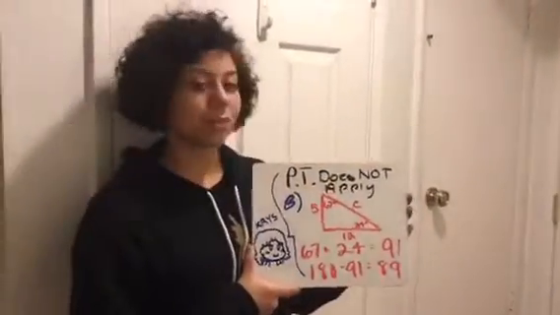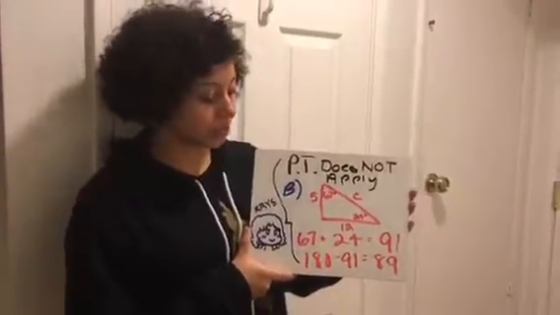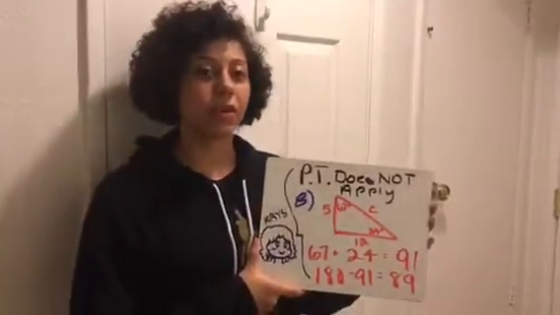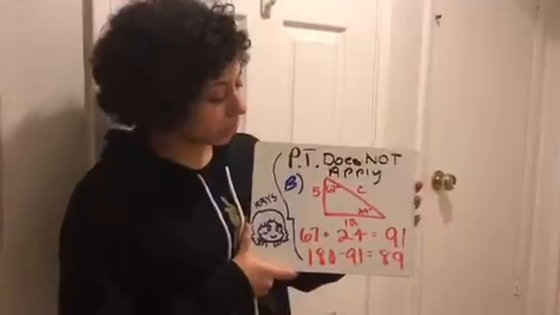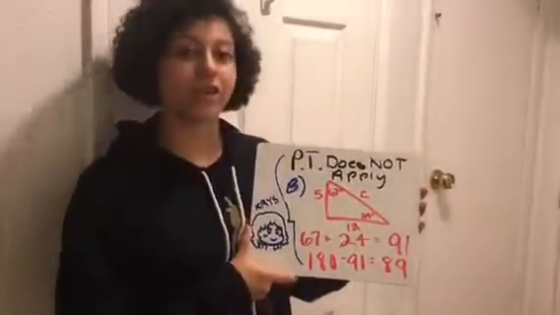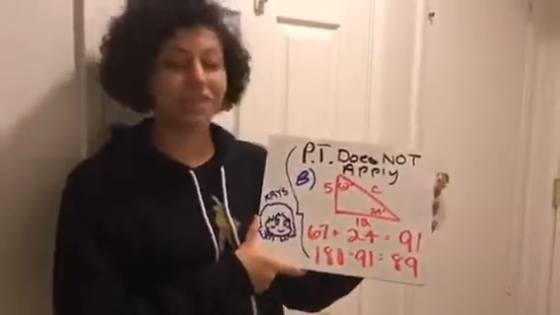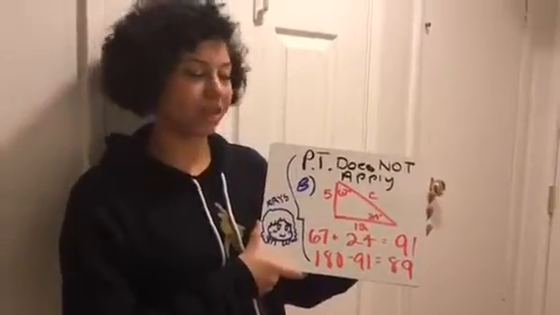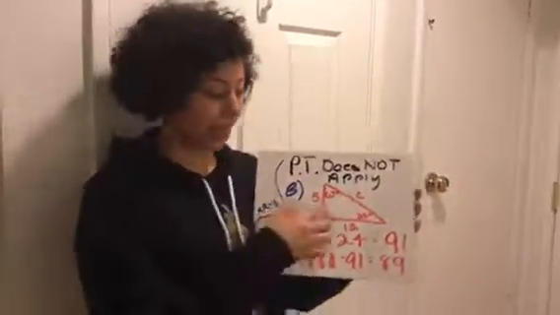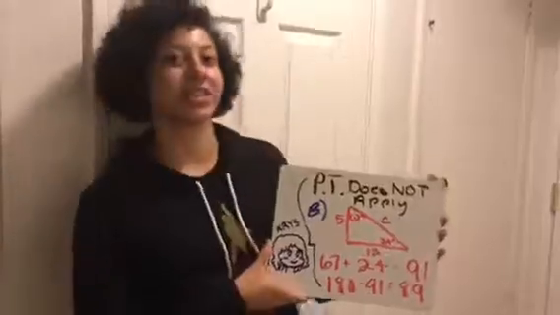B, which says the Pythagorean theorem does not apply to the situation, is correct. The Pythagorean theorem only applies to 90-degree angles. When you add 67 and 24, you get 91. When you subtract 91 from 180, you get 89. So this angle right here is 89, which is not a right angle.